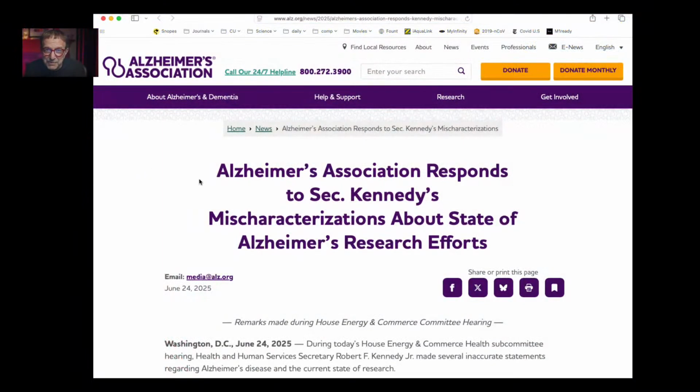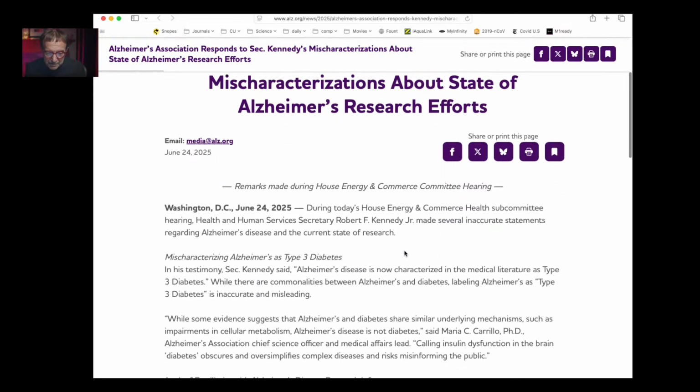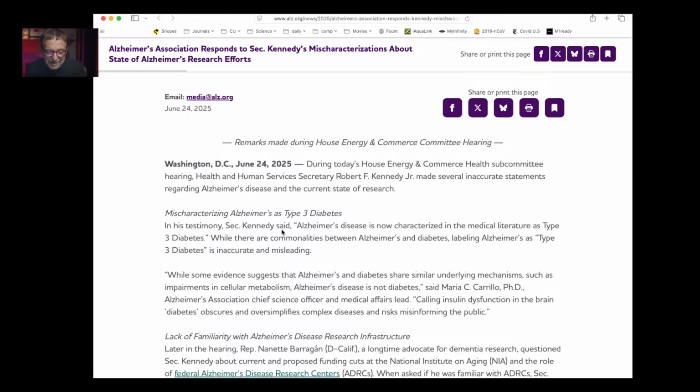Now, did you hear not too long ago that RFK Jr. said that Alzheimer's was a kind of diabetes? So here we have an article on the Alzheimer's Association website: Alzheimer's Association responds to Secretary Kennedy's mischaracterizations about the state of Alzheimer's research efforts. In his testimony, Secretary Kennedy said Alzheimer's disease is now characterized in the medical literature as type 3 diabetes.